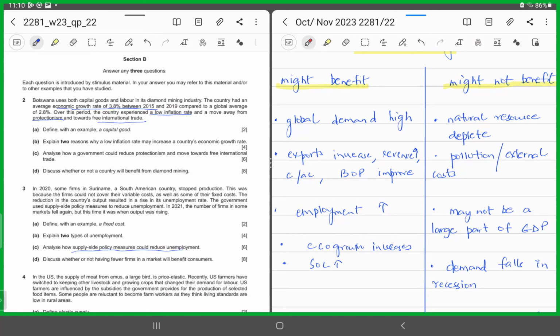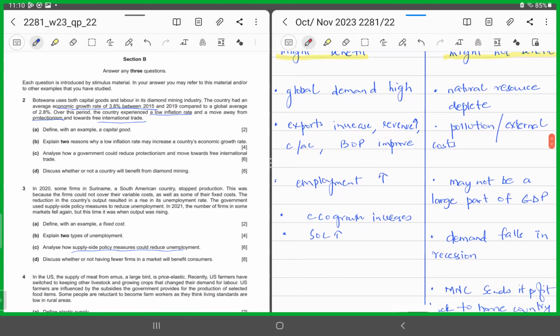And you could also say that maybe diamond mining is not a large part of GDP, so the benefits we thought it might bring to the economy in the form of higher standard of living or higher levels of economic growth might not be reaped by moving towards mining of diamonds. Or you could also say that there might be a global recession, so the demand for diamonds is likely to fall.